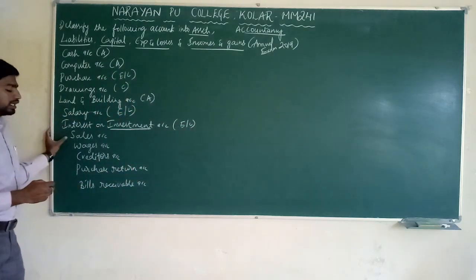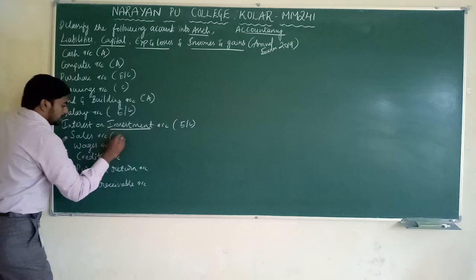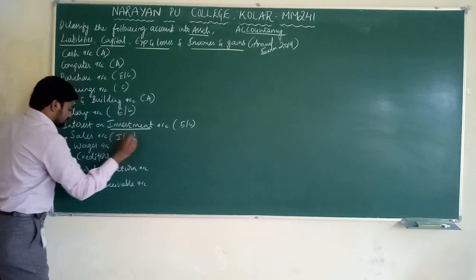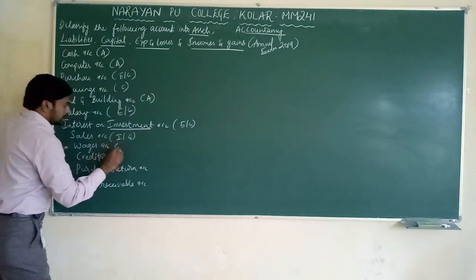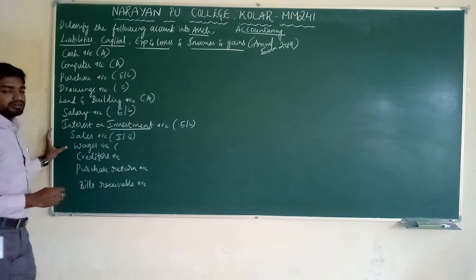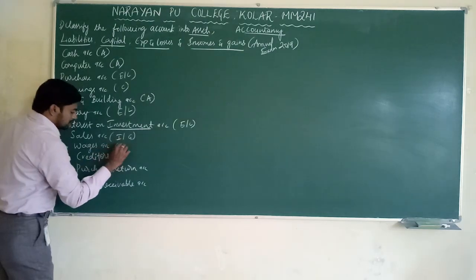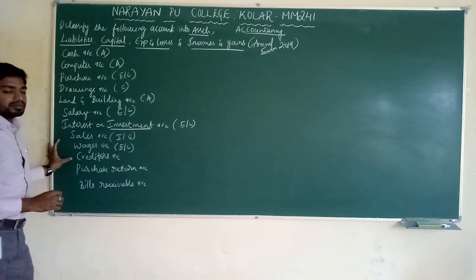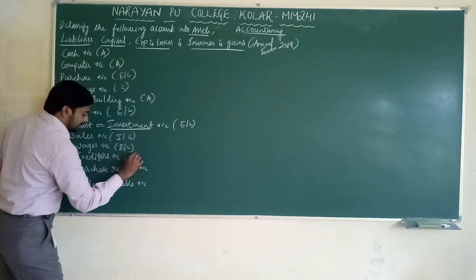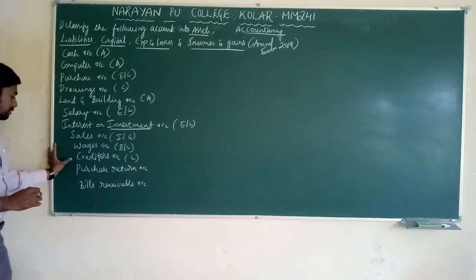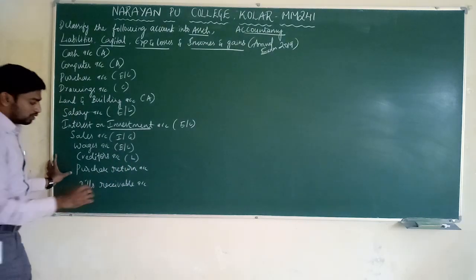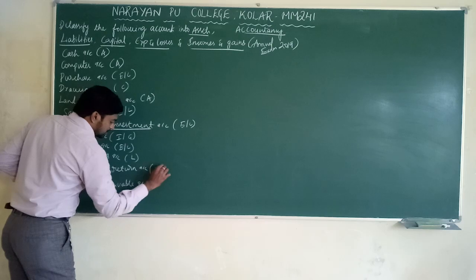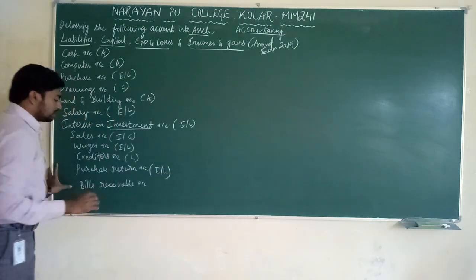Next, sales account. It comes under incomes and gains account. Wages account. Wages come under the expenses and losses account. Creditors account. It comes under liabilities. Purchase return account. It comes under expenses and losses account.